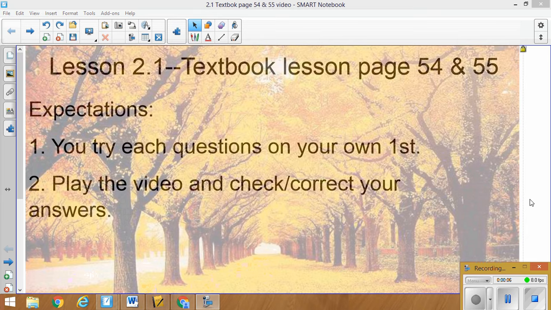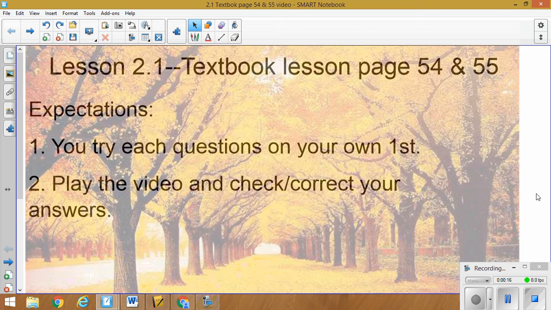This is a textbook lesson on pages 54 and 55 in your book. You will not need your textbook today because all your given problems will be presented here for you. Today's expectations are that as each page is turned, you pause it, you try all the questions on your own first, and then you play the video to check and correct your answers. If you weren't able to do it, you're expected to copy the work into your notebook.